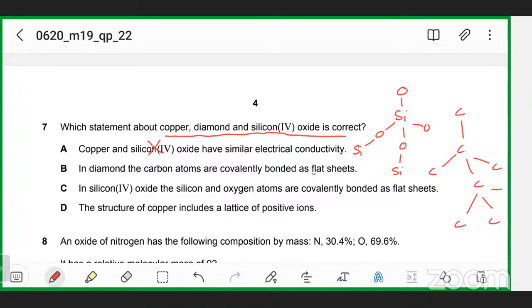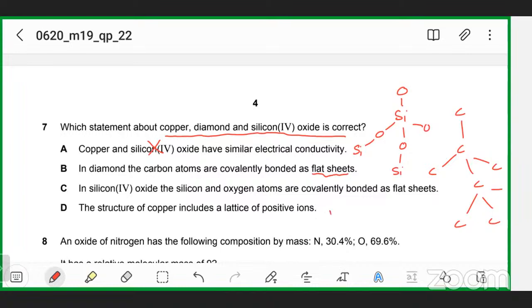ये flat sheets किस पे होता है? Where is carbon bonded in the form of flat sheets? Graphite. ठीक है, that one is graphite. So we are dealing with diamond over here. C is silicon 4 oxide: the silicon and oxygen atoms are covalently bonded as flat sheets. उसमें भी it's not flat sheets. It's drawn in front of you. It's a three-dimensional structure.